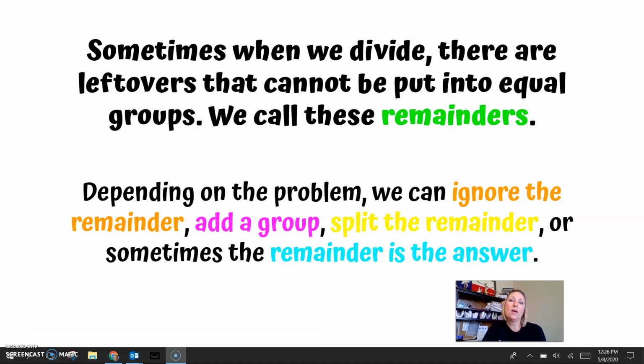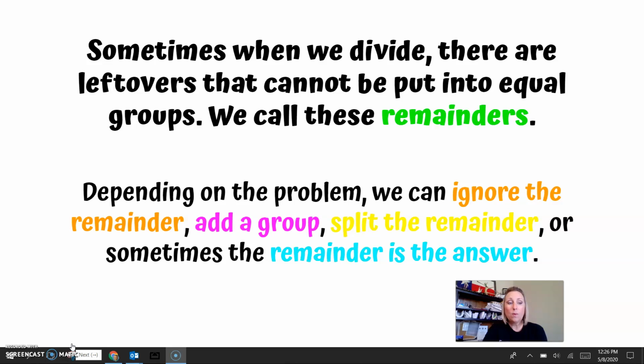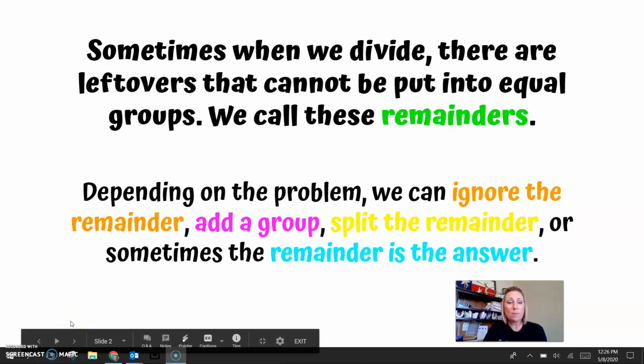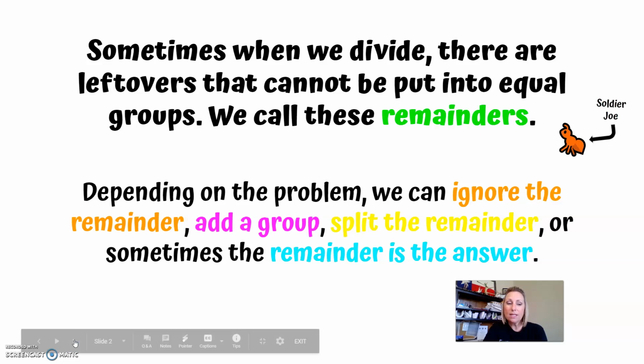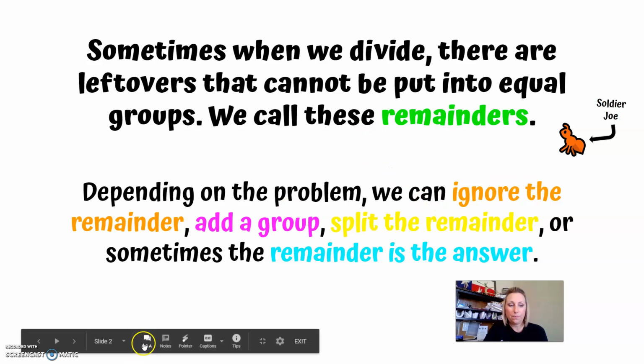Sometimes when we divide, there are leftovers that cannot be put into equal groups, and we call these remainders. Depending on the problem, we can ignore the remainder. We might need to add a group, split the remainder, or sometimes the remainder is the answer. If you think back to class, remember we talked about Soldier Joe and the one ant that was left behind? This will help you remember remainders.